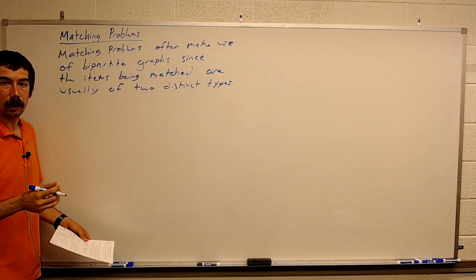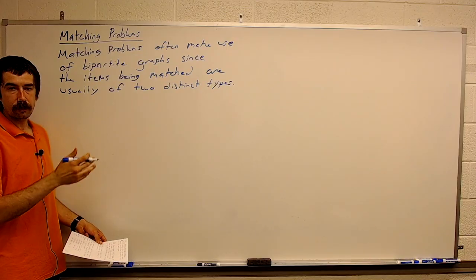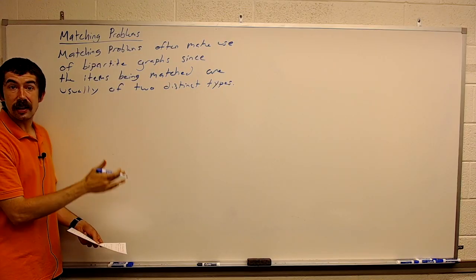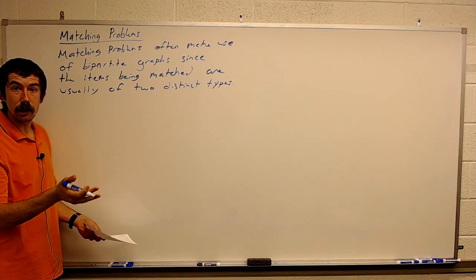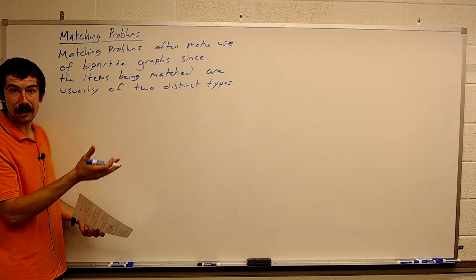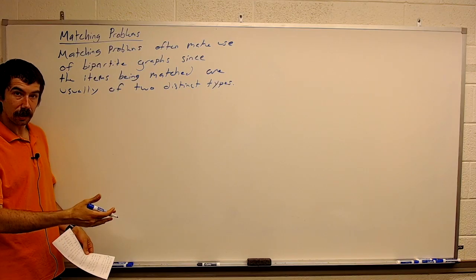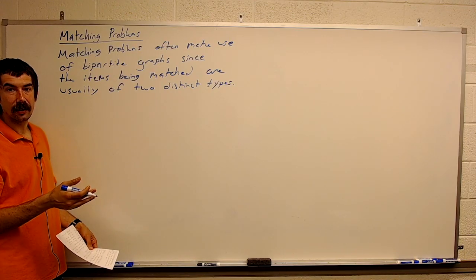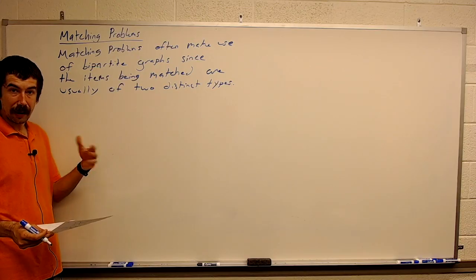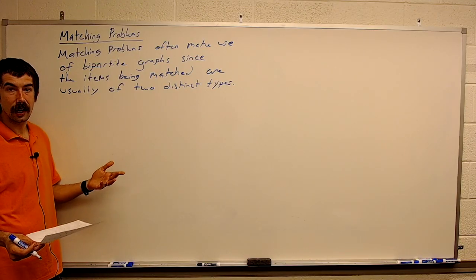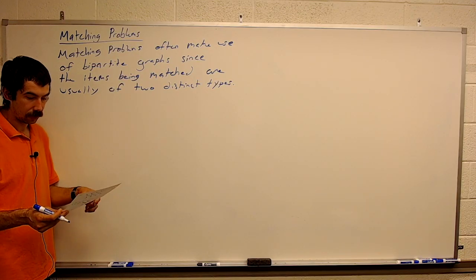Okay, so if we're going to pair up clubs and classrooms, right? Those have two distinct types. We'd have the clubs, we have the classrooms, or like employees and tasks. Employees are of one type, tasks are of another. And if we're trying to match them up, a bipartite graph could be useful for that.